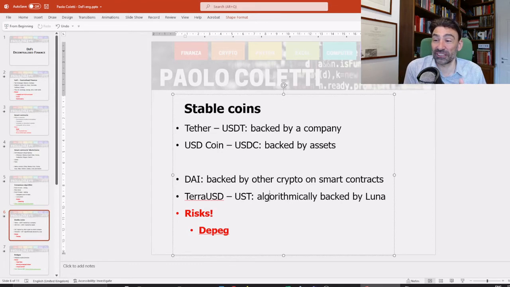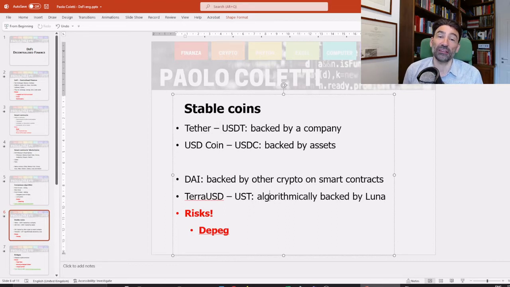In this way, this smart contract will flood the market with Luna and will take Terra USD out of the market. And this automatically will make the price of Terra USD rise until it reaches exactly 1. There is the disadvantage that the price of Luna will drop, okay? But Luna is meant to be volatile. So the Luna cryptocurrency is literally meant to be volatile and used as a backing system for Terra USD and all the other algorithmically stable cryptocurrencies on the Terra blockchain.